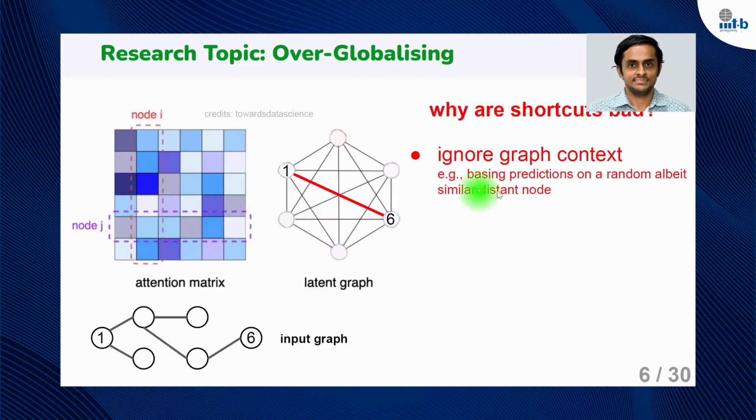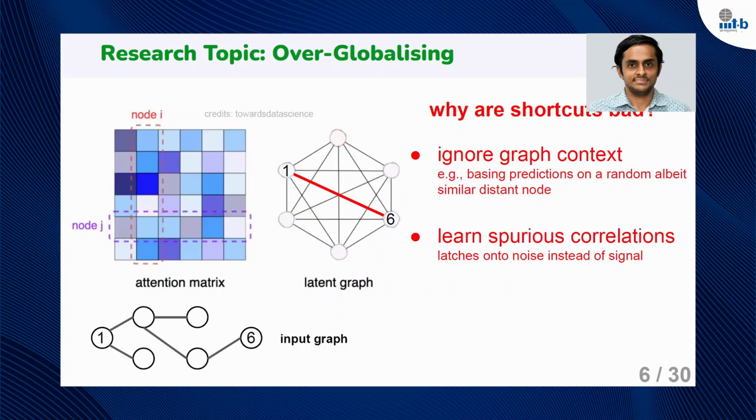First of all, as we saw, it can ignore the graph context. It will completely ignore this input graph structure. So it will base predictions on a random distant node. And more severely, it will learn spurious correlations.